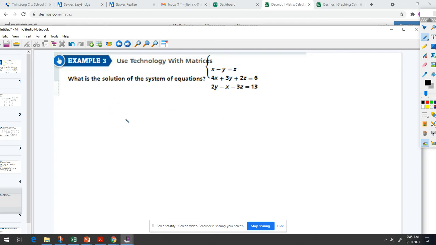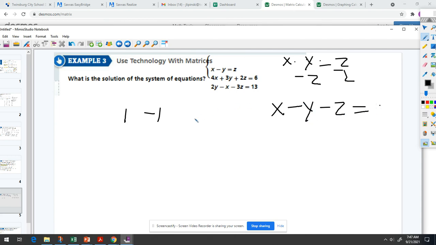First, I have to set this system up. So I have a 1, a -1. I would have to subtract z. So this x minus y equals z, I would have to subtract z, and it would give me x minus y minus z equals 0. So that matrix would be 1, -1, -1, 0. The second row would be 4, 3, 2, 6. The third row would be 2, -1, -3, and 13.